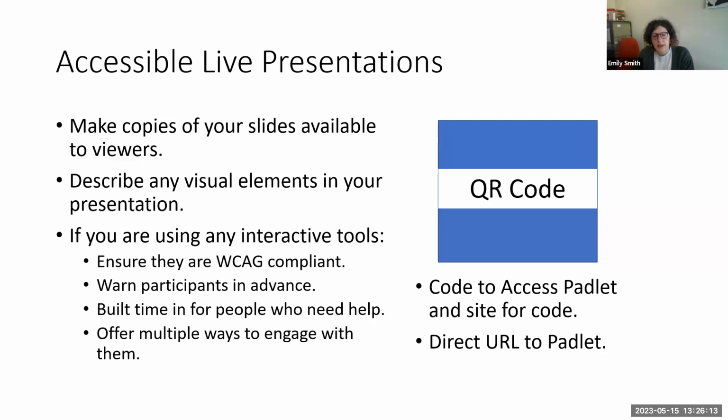And then if you're using any interactive tools, so things like Kahoot or Padlet, first thing to do is to actually check that they're compliant with the Web Content Accessibility Guidelines. This is a way of making sure that if someone were using a mobile device, or if someone uses assistive technologies like a screen reader or keyboard access or magnification, that the tool is actually going to work with how they engage with digital material.